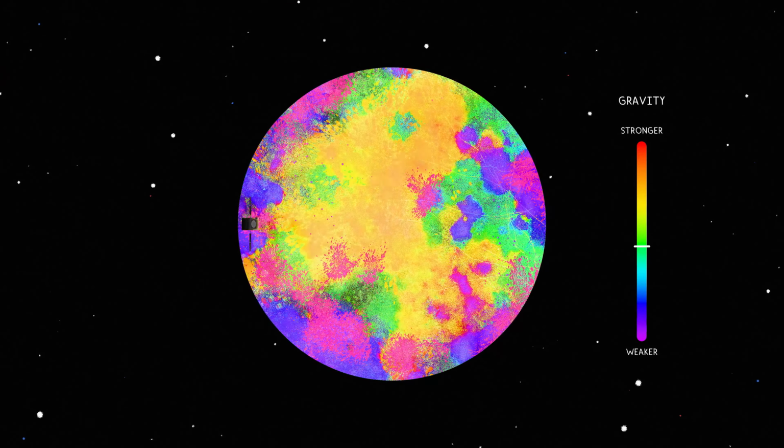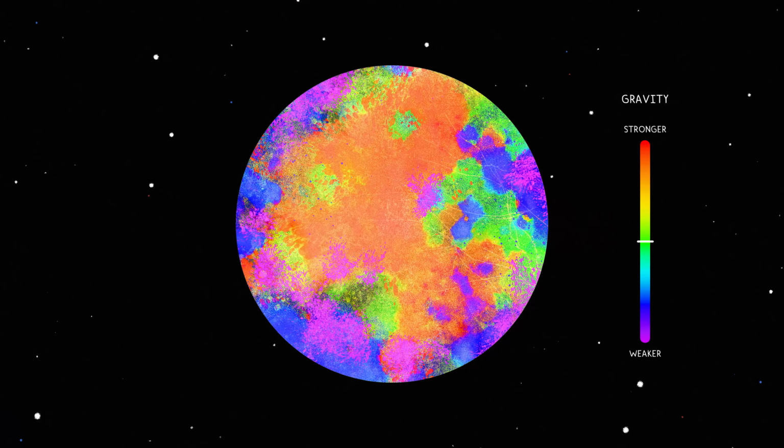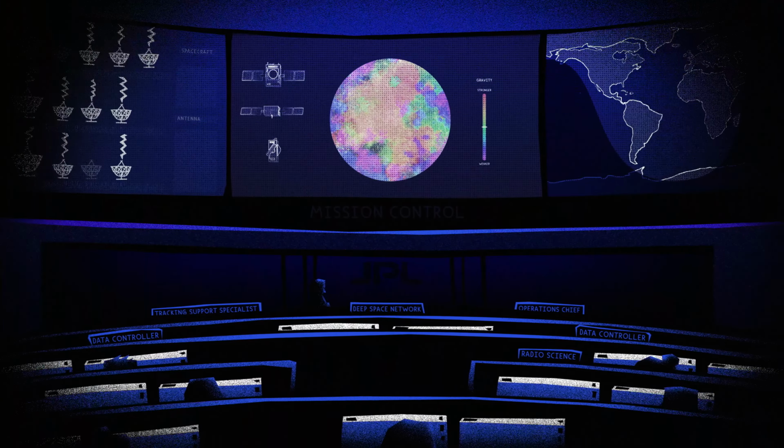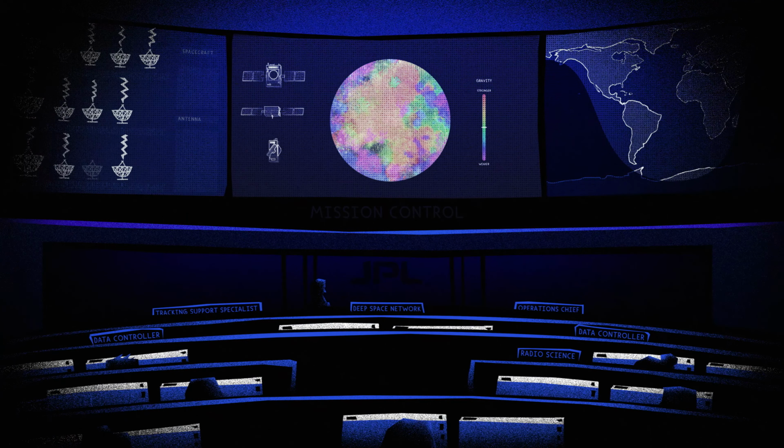By developing a model of the planetary body's gravitational field, which can be mapped as a gravitational shape, scientists and researchers can deduce information about its internal structure, all while using the Deep Space Network.